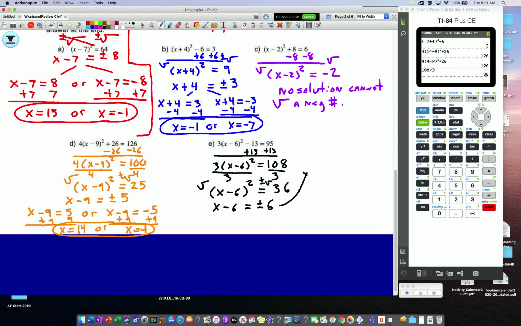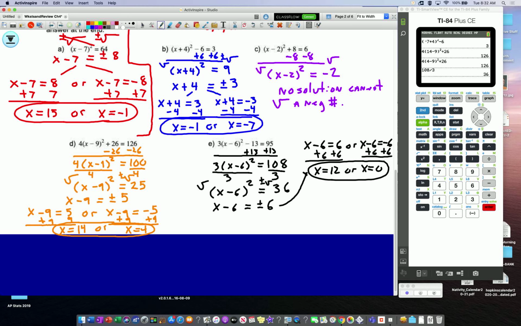So I have two equations. x minus 6 equals 6, or x minus 6 equals negative 6. So now I'm going to add 6 to both sides. So I get x equals 12, or when I add 6 here, I get x equals 0. So I still get two solutions here. So we never got a one solution, at least in this assignment, but we did get two solutions and a no solution.